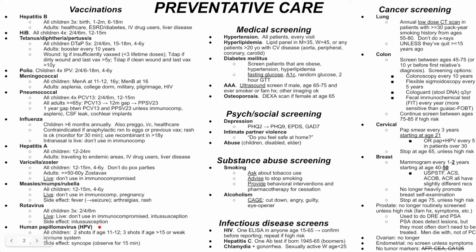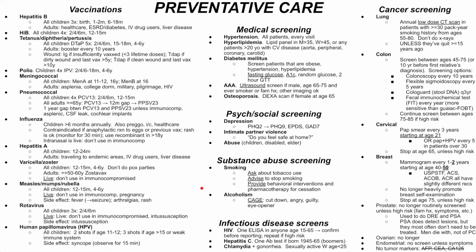Lastly is human papillomavirus. This is HPV. This is the virus that can infect the cervix and cause cancer, so this vaccine is pretty important. All children get 2 shots of HPV if they're between the ages of 11 and 12. They get 3 shots if they're over 15 years of age or if they have a weak immune system. One side effect of HPV vaccine is syncope, so take a look and monitor the kids for 15 minutes before they get that. It's worth noting that both boys and girls get the HPV vaccine.